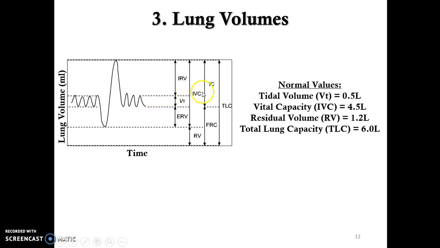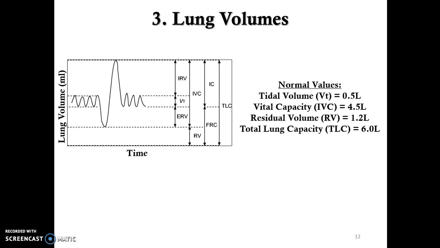And then we have vital capacity, which is denoted here as IVC. And vital capacity is if you inhaled all the way that you could and then exhaled, forced out all the air that you could. That is your vital capacity. So it's a lot larger than your tidal volume because you don't normally breathe in all you can and exhale all you possibly can.